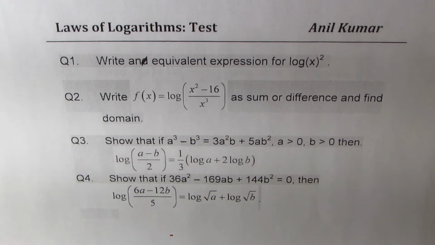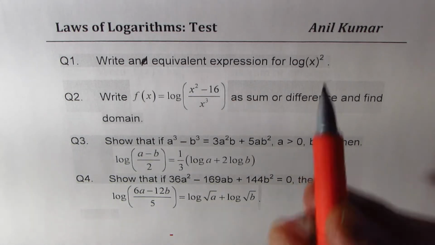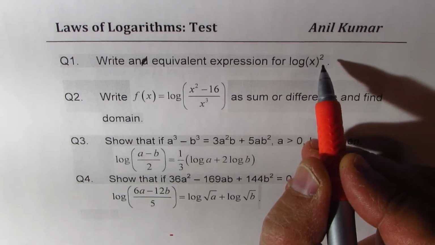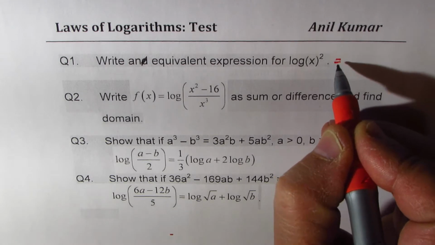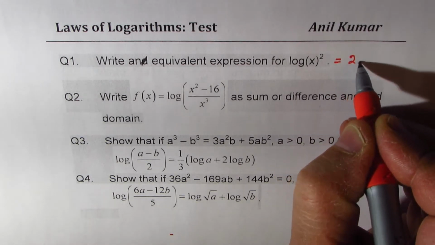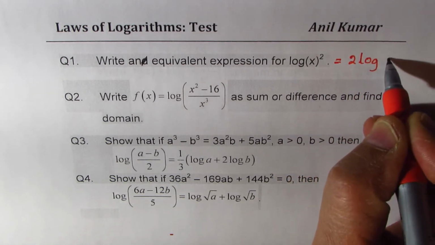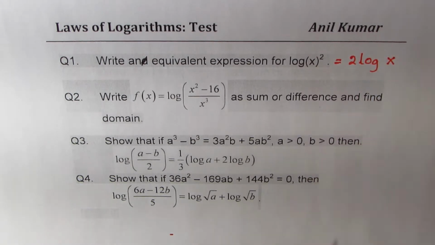Now, this seems to be a very simple question, but somehow a mistake can happen here. Log of x squared we have to write as an equivalent expression. So we could always write this as 2 times log of x. Now if you write like this, that means you have already committed a mistake.